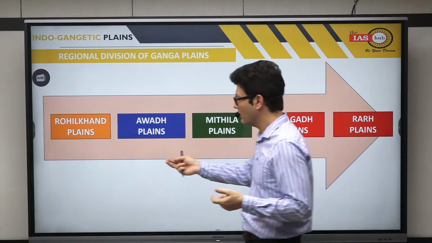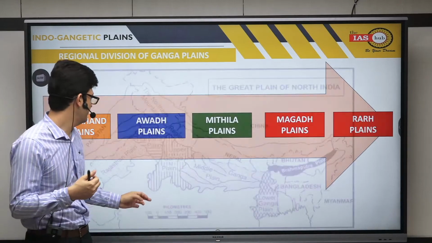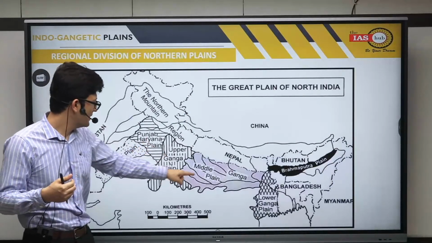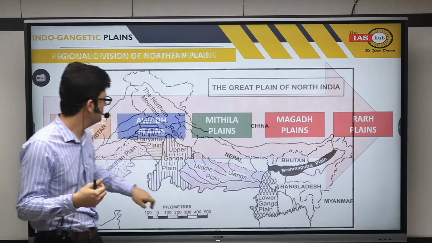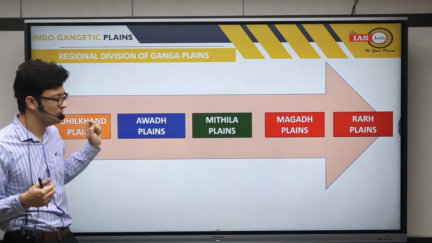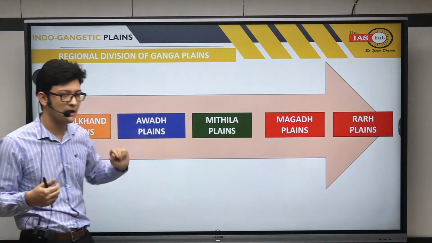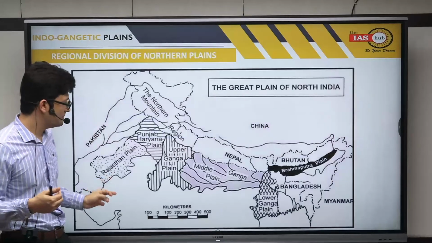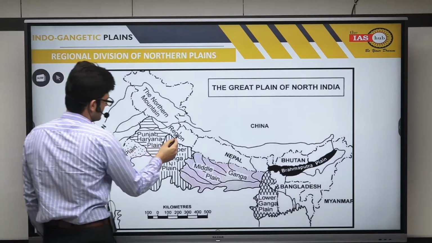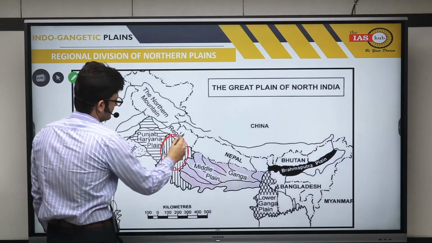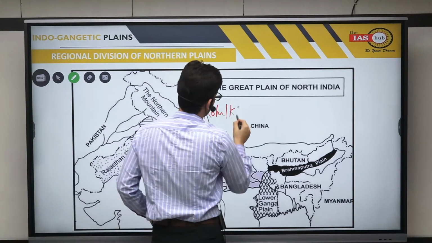Moving from the upper Gangetic plain and the lower Gangetic plain, as we have seen in the previous slide, the upper Ganga plain and the middle Ganga plain, these major plains have been divided into regional names like Rohilkhand plains, moving from the west towards the eastern side, Awadh plains, Mithila plains, Magadh plains, and Rarh plains. If we point out these plains on the map, you will find Rohilkhand plains in the Rohilla area. This is the upper Gangetic plain, which is basically named as Rohilkhand plains.